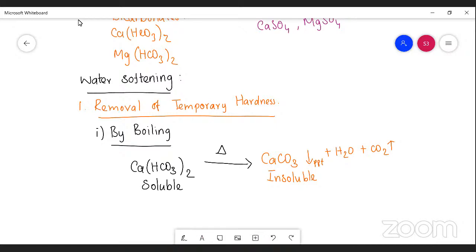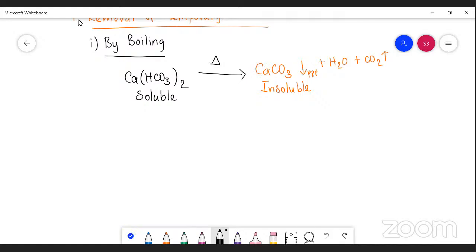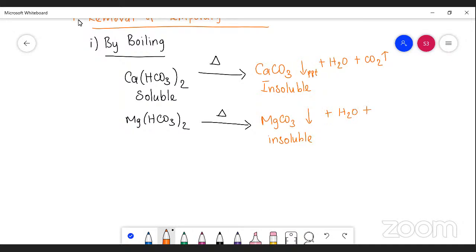The next one is magnesium bicarbonate. Bicarbonate means HCO3. On heating or boiling, what will happen? We get magnesium carbonate, which is precipitated and insoluble, and it forms water and carbon dioxide as byproducts. So magnesium carbonate is also an insoluble one.